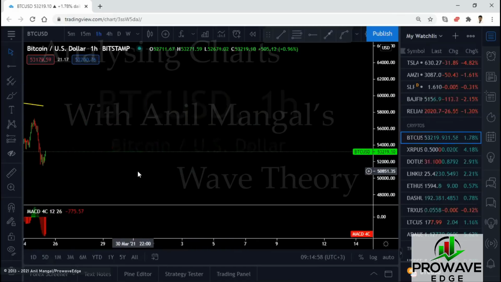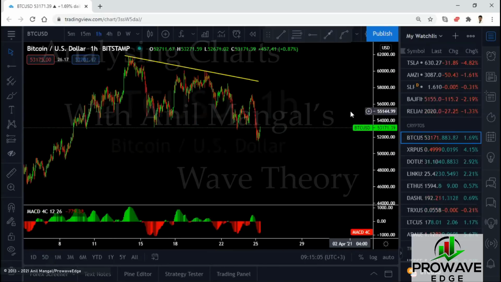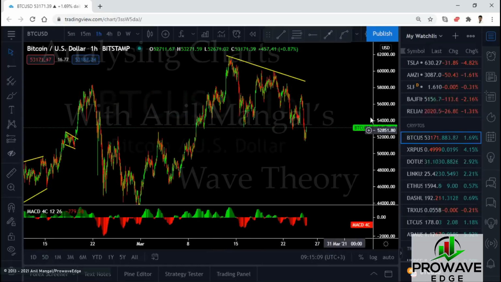It's going up, so wait to see if you get a flag. If you get a flag, you can buy. Remember, this is a short-term consolidation. If they stay in this consolidation, they will make one more move up. And after that, it's anybody's guess.